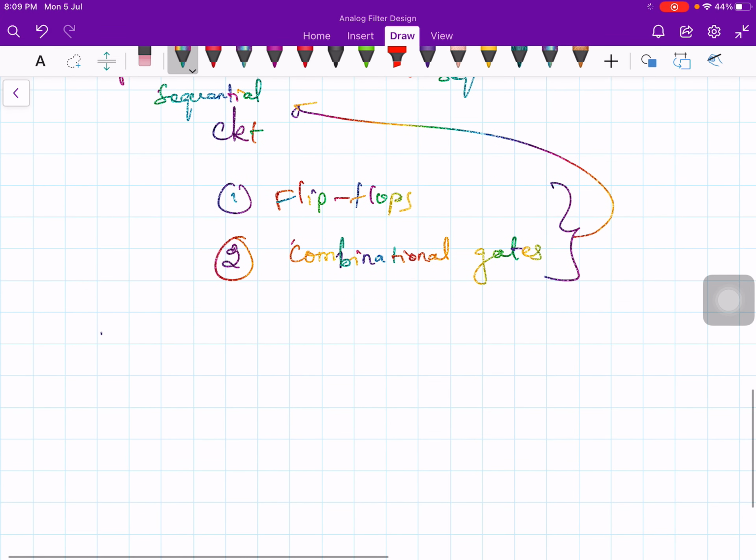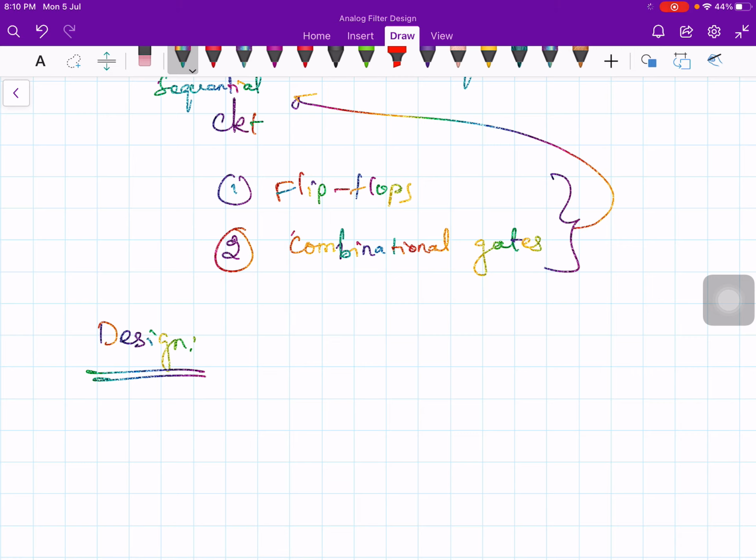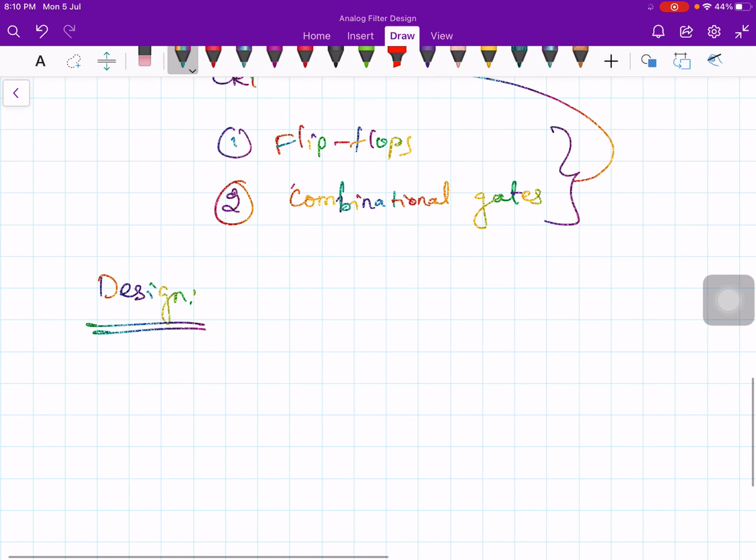Now let us look at how we can design this sequential circuit. Step by step procedure we will look at. So the design of the circuit consists of choosing the flip-flops. We have to decide which flip-flop we are going to use, and then find the combinational gate structure. The flip-flops together with the combinational gate structure produces a circuit, and that circuit is called a sequential circuit. And as I said, the number of flip-flops is determined from the number of states.